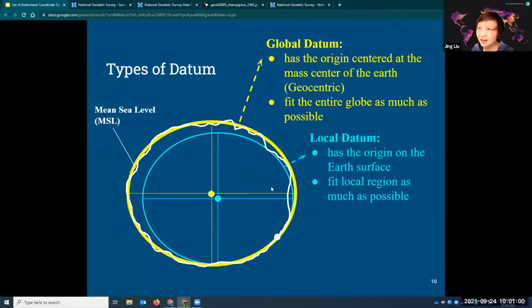And you do have local applications. For example, you just want to make a map of the US, so you won't care about the offset between this ellipsoid and China. We can actually have the origin on the surface, for example, right here. In that case, this part will have the minimum distortion, so the measurements on your map will be more accurate. We call that a local datum.